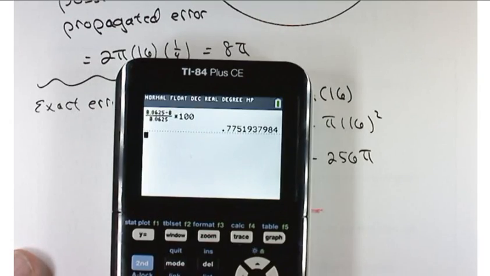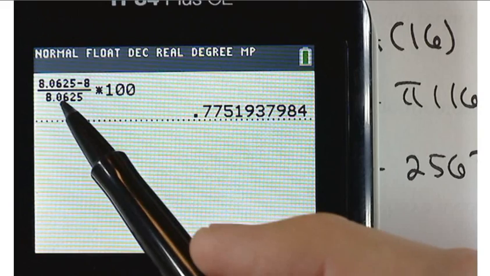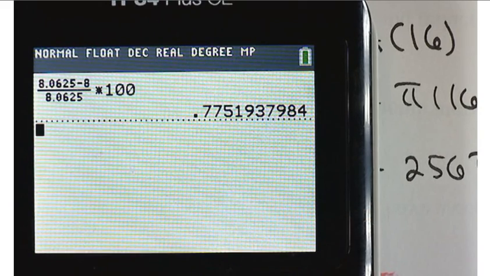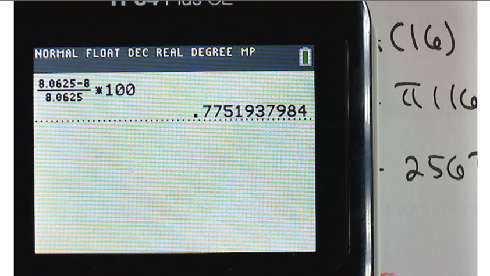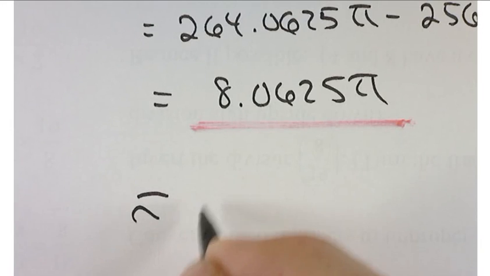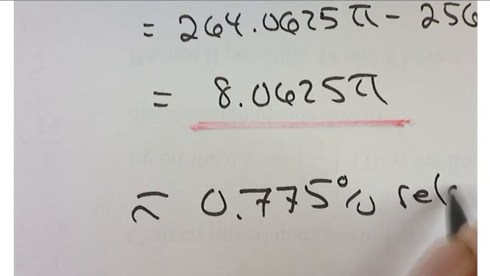So for myself, it looks like this. True minus the approximate divided by the true times 100%. So I'm getting a little bit less than 1%, about 0.775% relative error. So approximately 0.775% relative error.